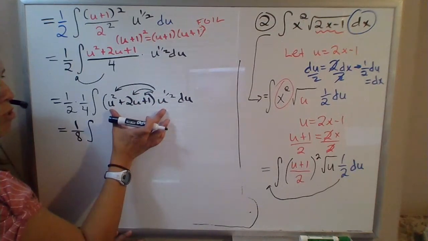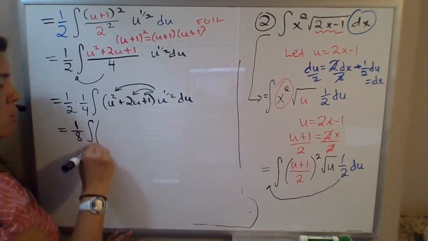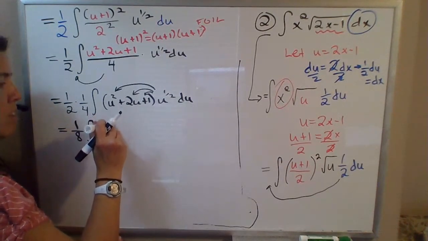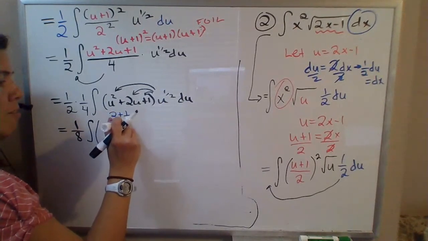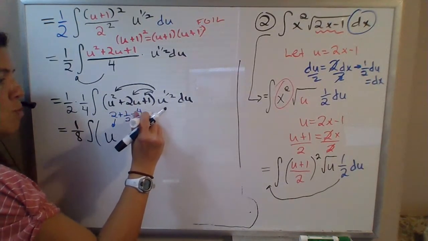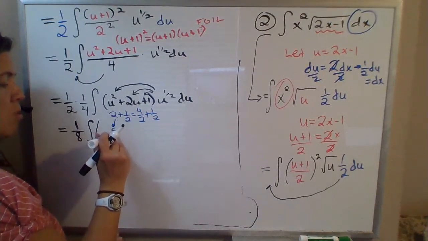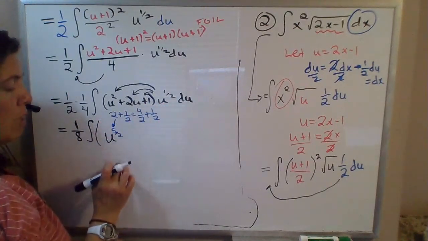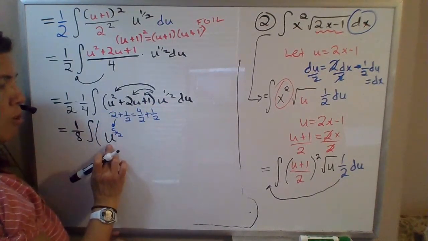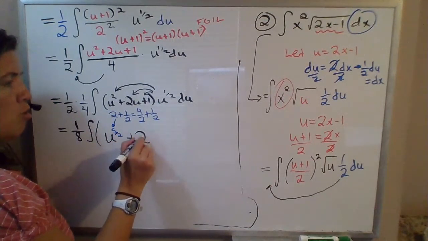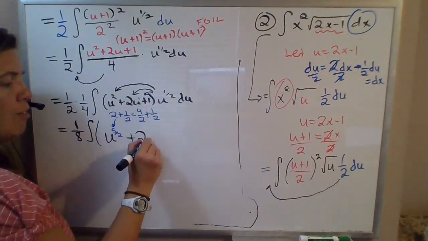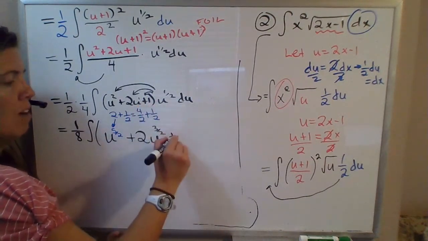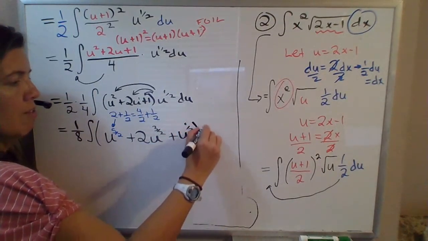So for example, u squared times u to the 1/2 will be u to the 2 plus 1/2, which I'll write the arithmetic here. So the exponent is going to be 2 plus 1/2. So that's 4 over 2 plus 1 over 2. So the exponent here is 5/2. We're not integrating yet, keep in mind. We're just distributing u to the 1/2. So u to the 1/2 times u squared is u to the 5/2. Plus 2 times u to the first times u to the 1/2. If you add those exponents, you get 3/2. And then plus u to the 1/2 times 1, u to the 1/2.